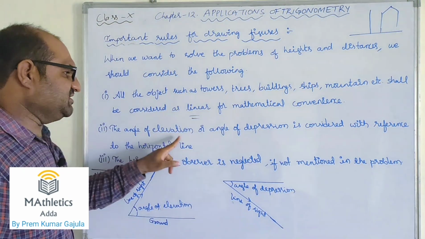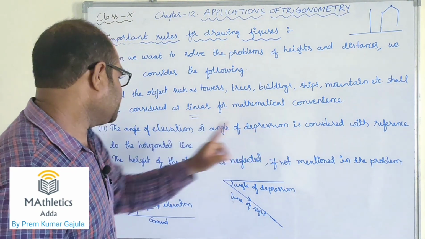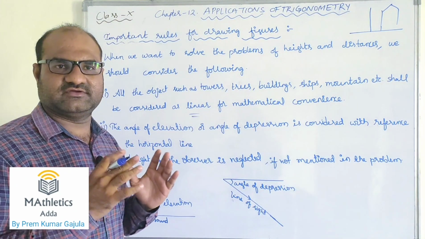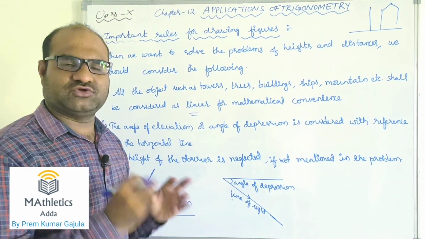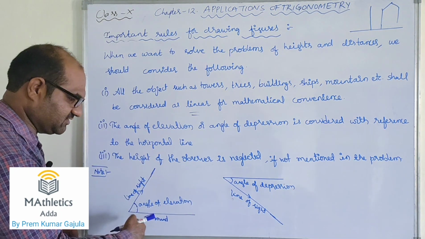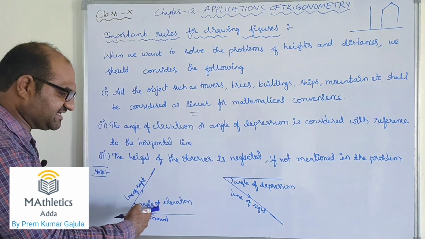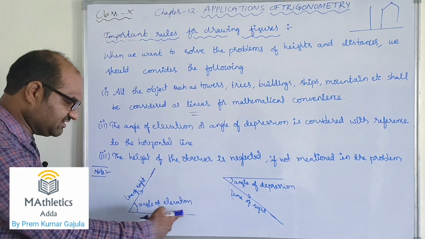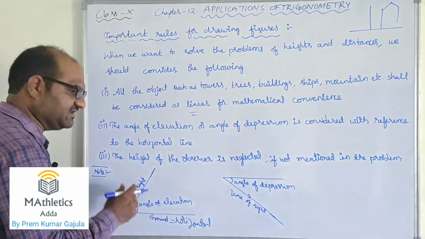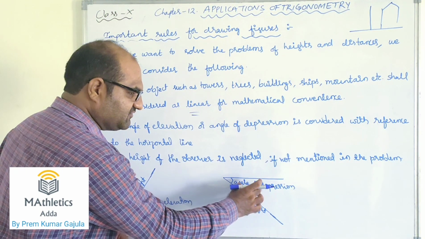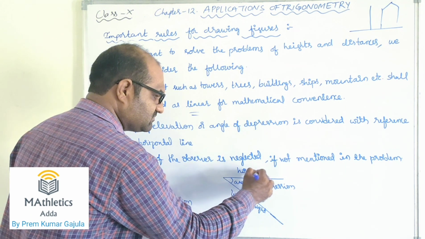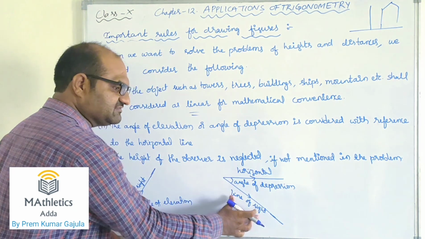Second point, the angle of elevation or the angle of depression is considered with reference to the horizontal line only. As I just told you, the angle of depression or the angle of elevation should compulsorily form between the horizontal and the line of sight. So here you can see the line of sight is there and this is the ground. He is looking in the upward direction, so this is the angle of elevation. The angle is formed between the horizontal, the ground is nothing but horizontal, and the line of sight. And here also the angle of depression is formed between the horizontal and the line of sight.